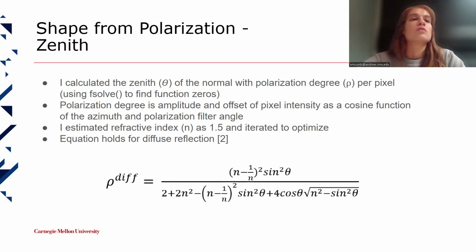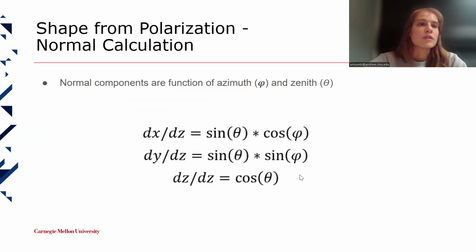Rho diffuse specifies that the polarization cues are based on diffuse reflection from the object. n is the refractive index of the object. I estimated the refractive index to be about 1.5 for plastics and optimized it based on iterations of the pipeline. Since zenith could not be solved for algebraically, I used NumPy fsolve to find the zeros of the function at each pixel. I solved for the components of the normal using the zenith and azimuth calculations as follows.